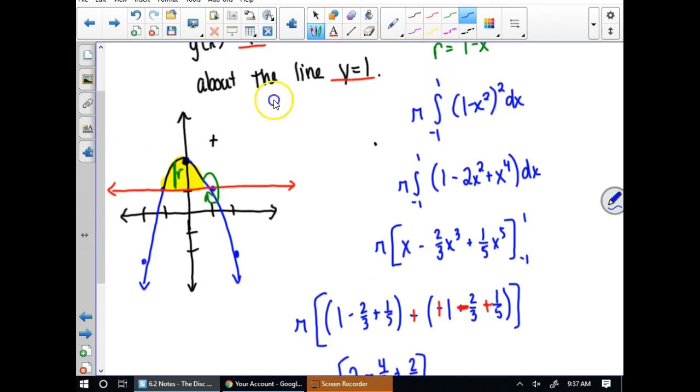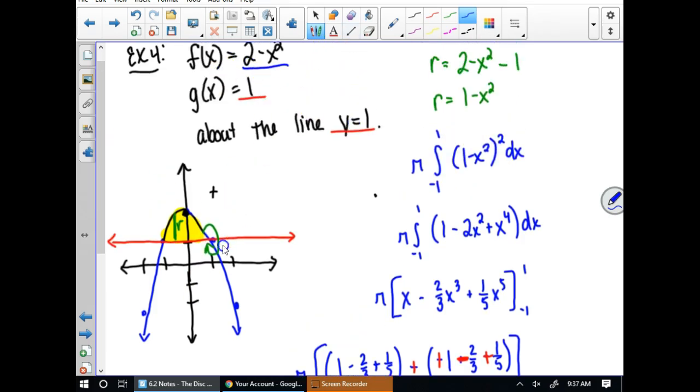Essentially what you've done is you've moved the x-axis up 1, because really, you're just taking 1 minus x squared, which would be the graph of this if this was the x-axis, and rotating it around that line. Same thing could be done whenever you're dealing with respect to y as well. Okay, questions?